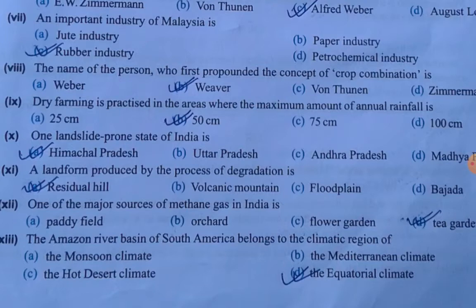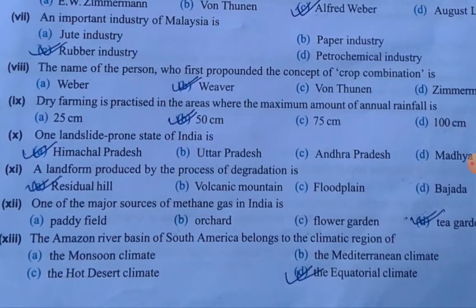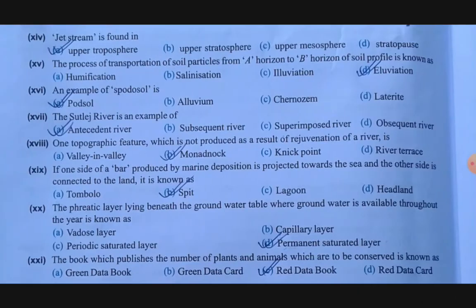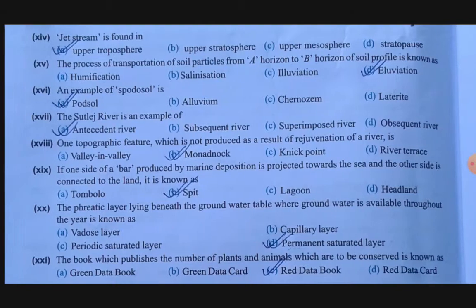The landforms produced by the process of degradation is residual hills. One of the major sources of methane gas in India is tea garden. The Amazon River basin of South America belongs to the climatic region of the equatorial region. Okay. The next, jet stream is found in upper troposphere. The process of transportation of soil particles from A horizon to B horizon of soil profile is known as elevation.